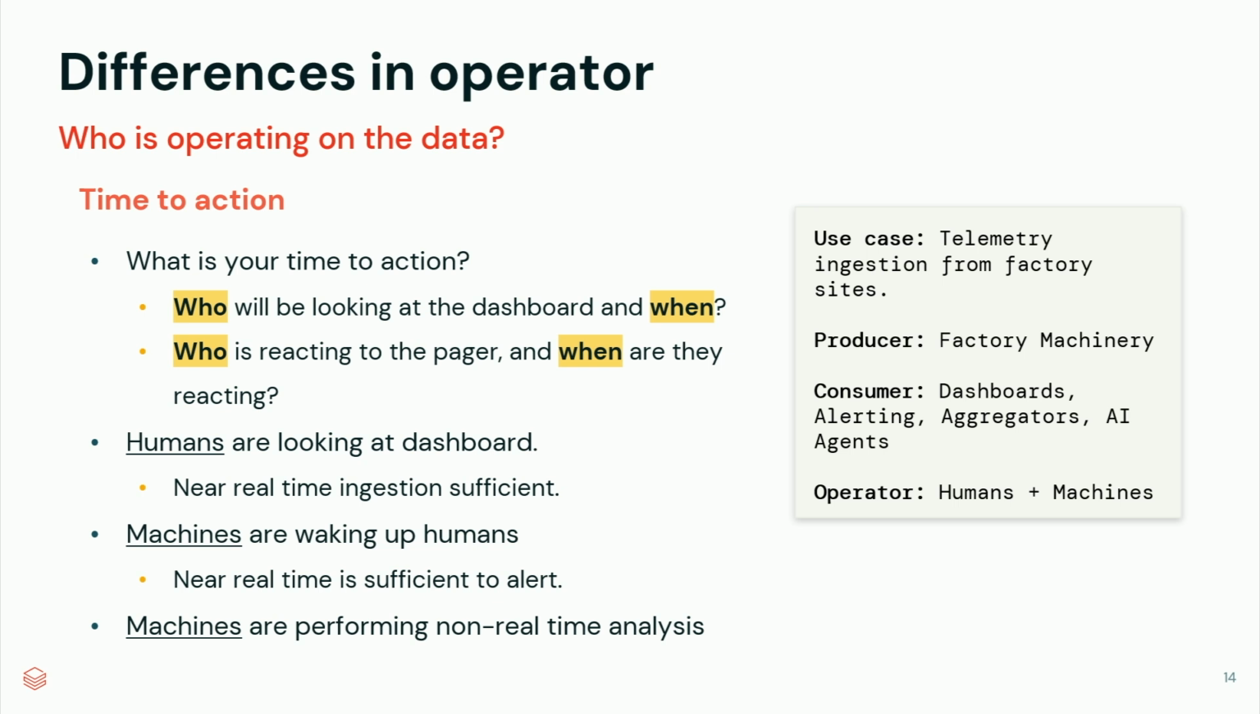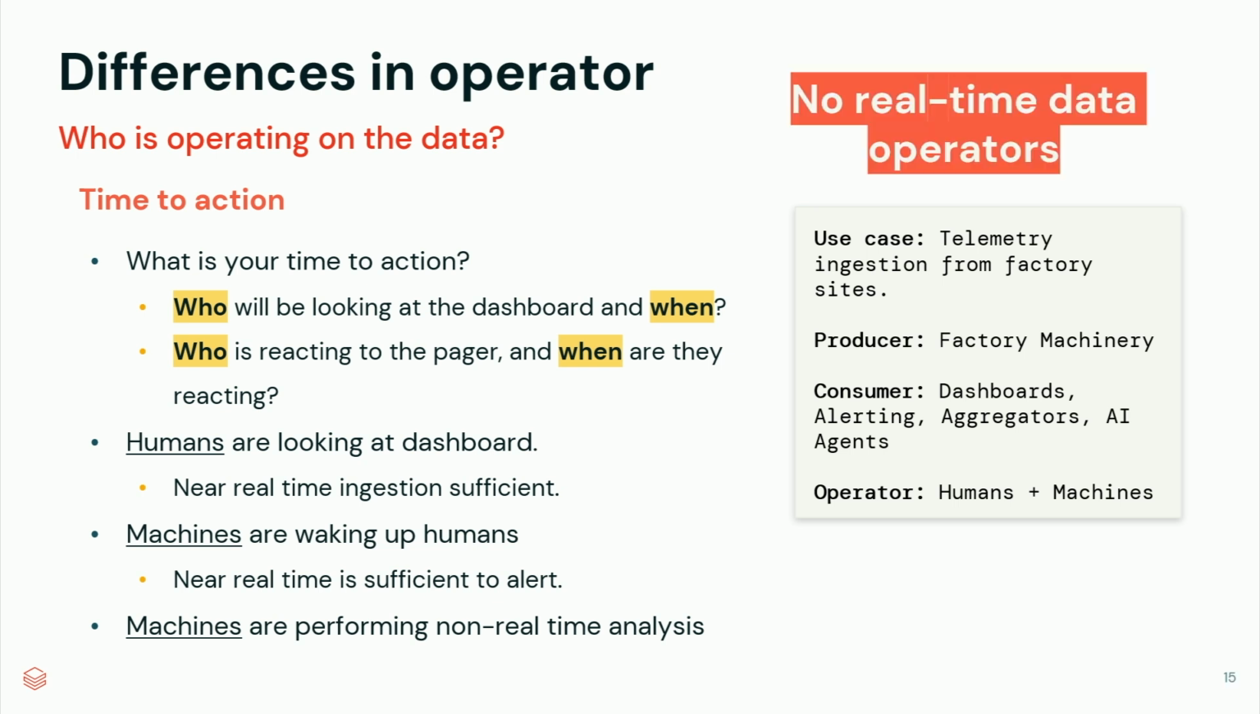Who is reacting to the pager? Maybe we have these events coming in, we want to page an engineer. The pager goes off, but it may take a minute or two for that human to react and wake up, get their laptop, and fix the system. So we have a human looking at the dashboard, we have machines that are waking up humans, and machines that are maybe performing non-real-time analytics to understand the performance of the overall system. The point I want to make here is that we actually don't have any real-time operators on the data.